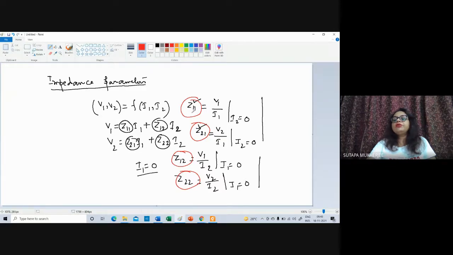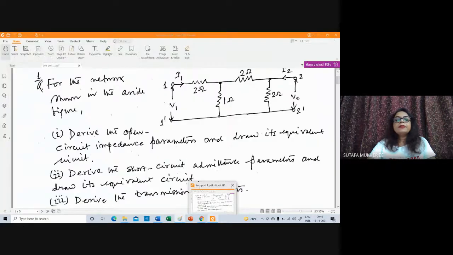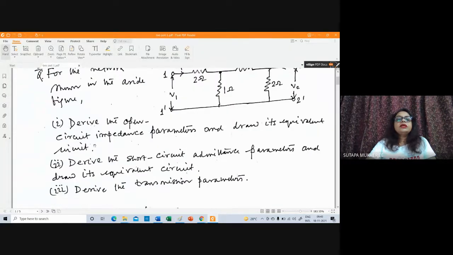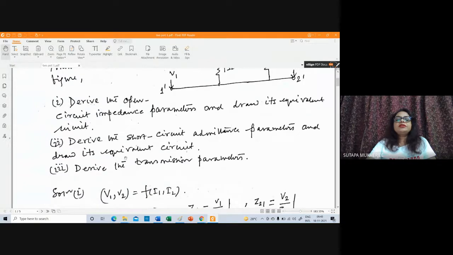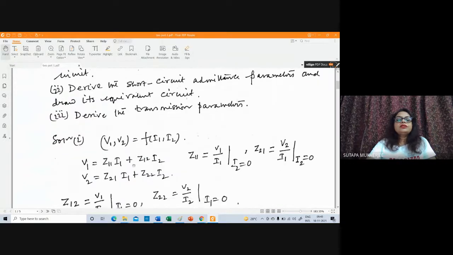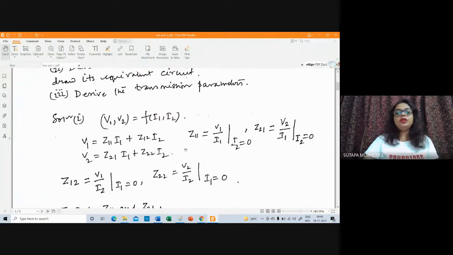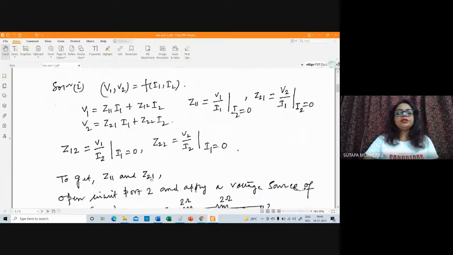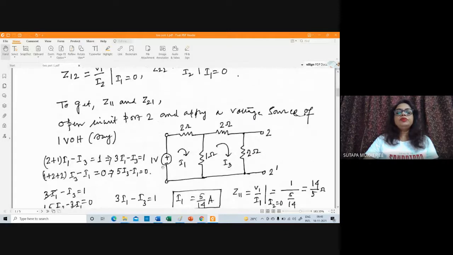If you want to get Z11, what you have to do? I2 will be equal to 0. So come to this problem. Derive the open circuit impedance parameters. So V1, V2 is a function of I1, I2. Already I have mentioned this to you. All these things I have told you. Now come to this problem.